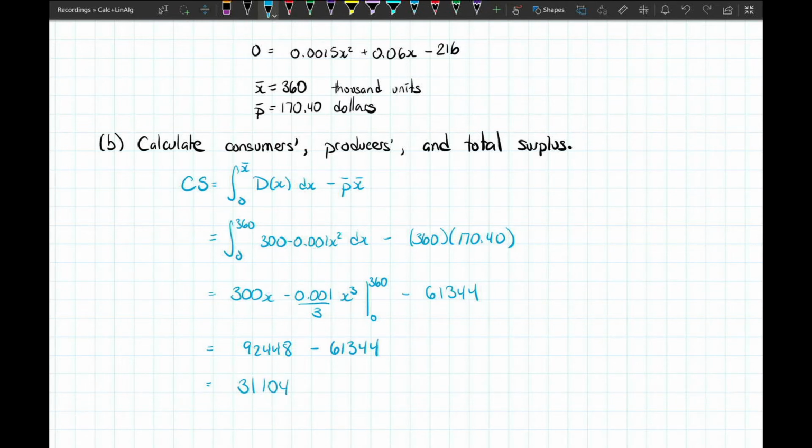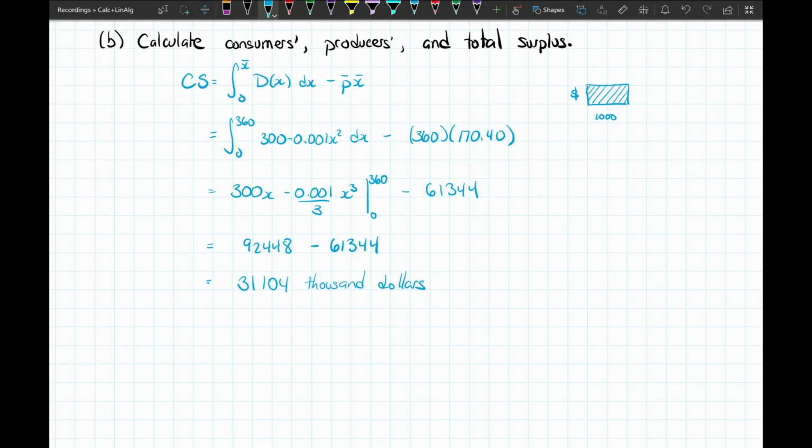Consumer surplus is an area. And if you remember, on our graph, we have price in dollars on the vertical axis, and along the horizontal axis, we have thousands of units. So every unit of area here is actually equivalent to $1,000, which means that our consumer surplus here is in thousands of dollars. Now let's compute the producer's surplus, which is a very, very similar calculation.